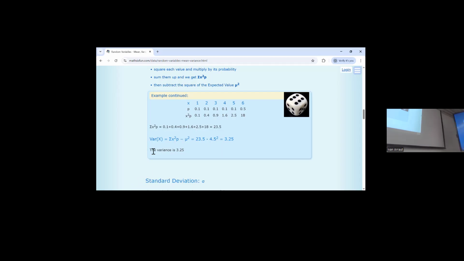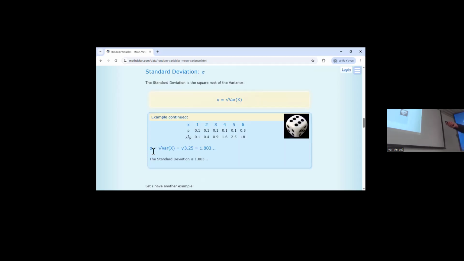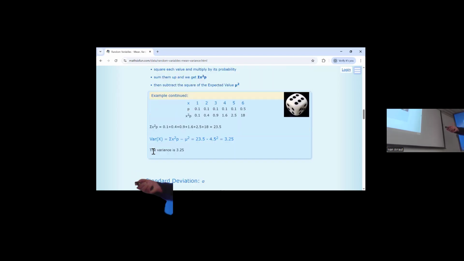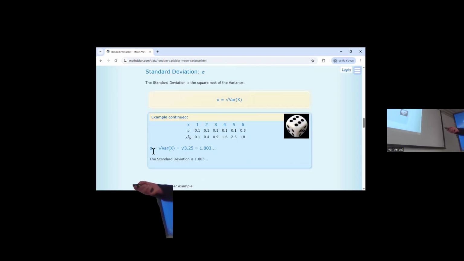What does the variance measure? It measures how much the data is spread around the mean value. Yeah? The variance is 3.25. Standard deviation is the square root of the variance. You calculate the variance, 3.25, and you calculate the square root, and it's plus minus. Plus minus is because it distributes to both sides, right? To the right and to the left. Yeah, that's the reason why it's plus minus.